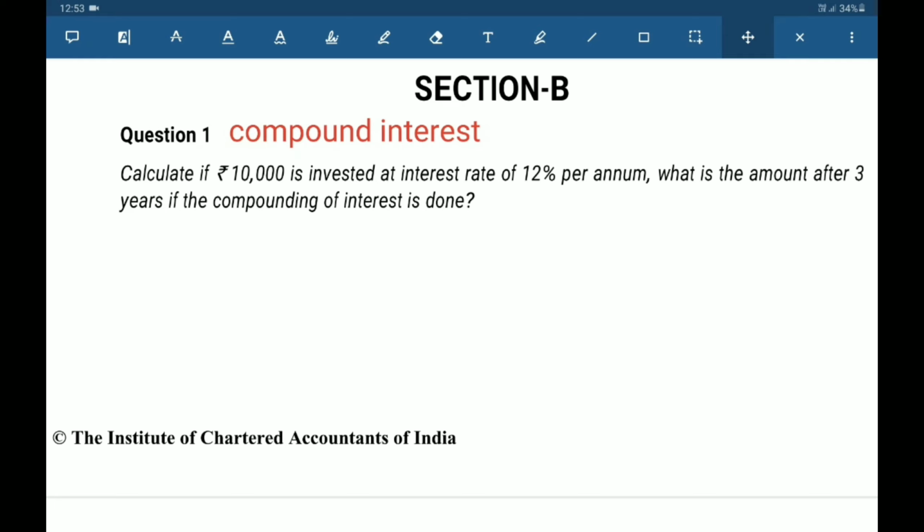Today we discuss time value of money problems. This is the IPCC practice manual. Now we discuss the first question, compound interest formula.